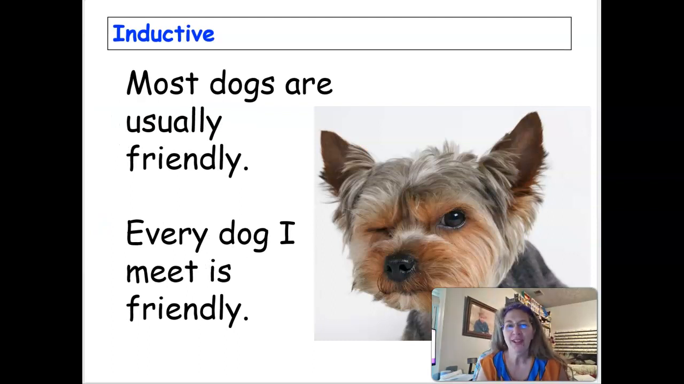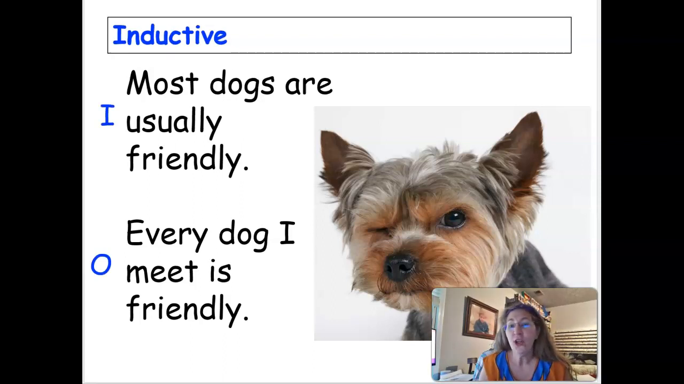Most dogs are usually friendly. This is a Yorkie, if you didn't know. I have 3 Yorkies at home. And then the statement is made, every dog I meet is friendly. Oh, sorry, I had it backwards. Most dogs are usually friendly, that's the inference. Every dog I meet is friendly is the observation that you made, that every dog you go up to and try to pet doesn't try to bite you or gnaw you or any of those good things. So sorry, I got those mixed up.